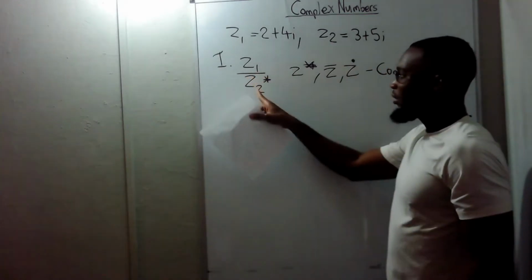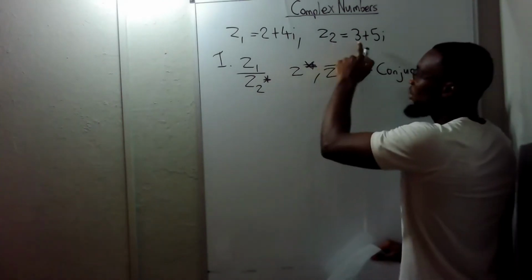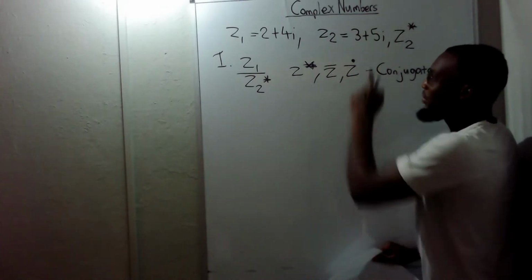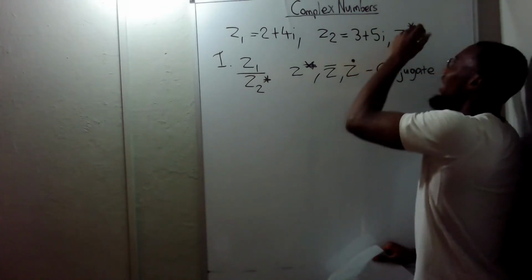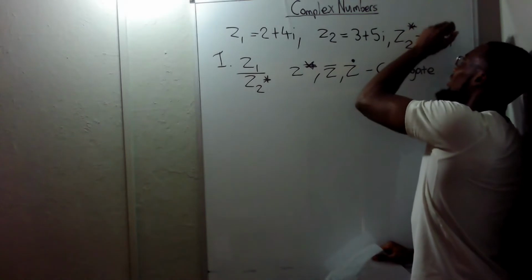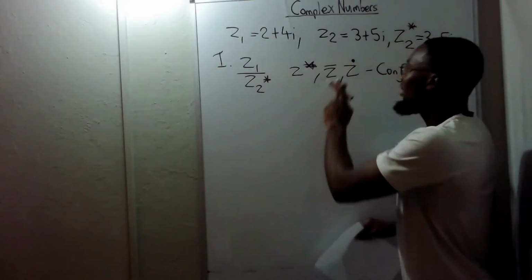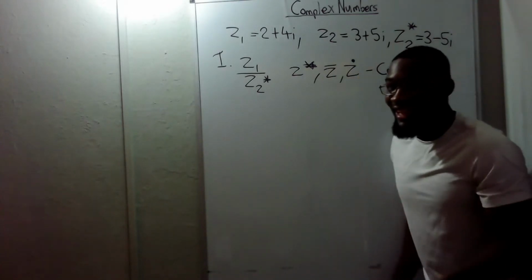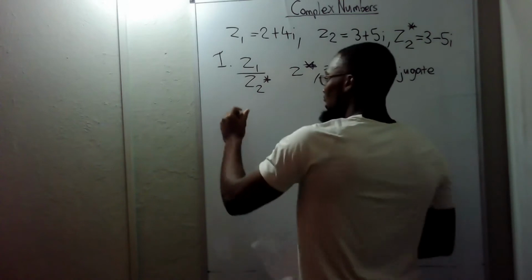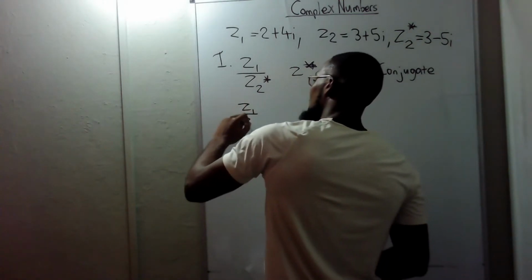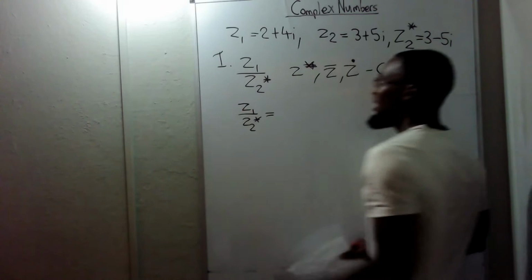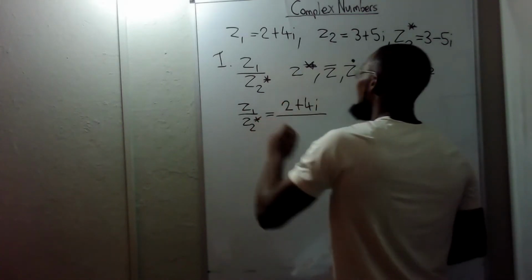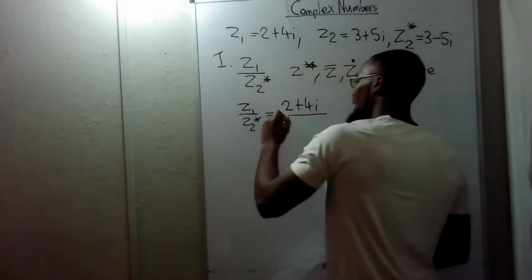Alright, so we need to work out Z1 over Z2 star. If Z2 is 3 plus 5i, then Z2 star is going to be 3 minus 5i. To find the conjugate, any sign that is in front of the imaginary part, we negate that sign. That's all. And so Z1 over Z2 star is going to be equal to 2 plus 4i divided by 3 minus 5i.